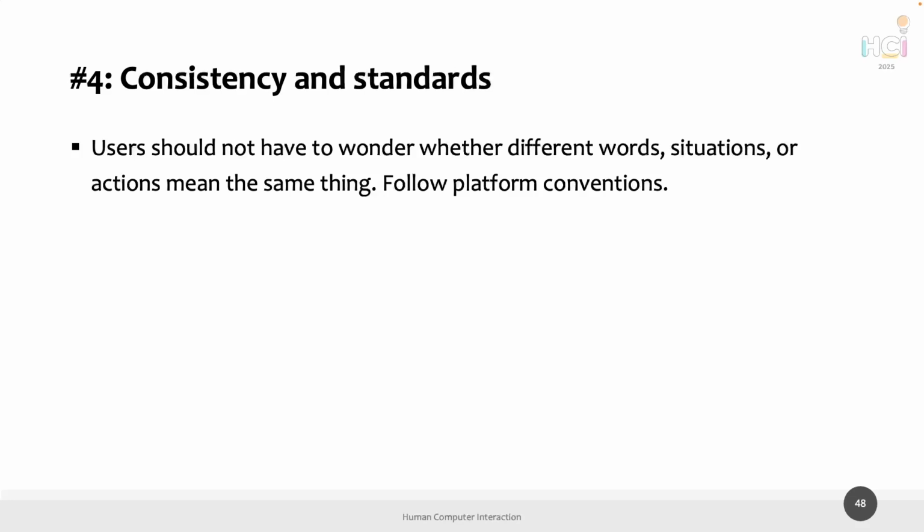Consistency is something that you have already seen in other principles. Users should not have to wonder whether different words, situations, or actions mean the same thing. So follow platform conventions. If you are using search in one page and find in another page, do they mean the same thing? It could create confusion. So that's an example of a violation of the consistency and standards heuristic. And in general, try to follow the conventions of an existing device, of a target device. So on iPhones, for example, you have a different way to go back with respect to Android. This is something that should be taken into account.